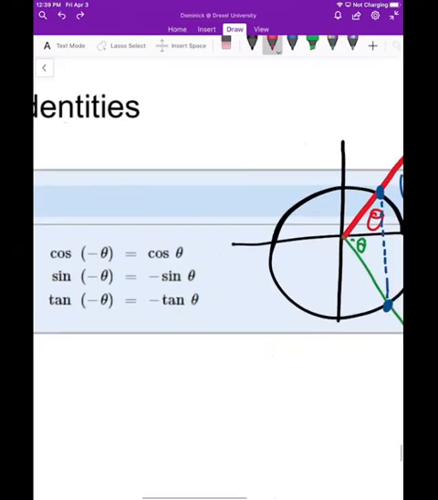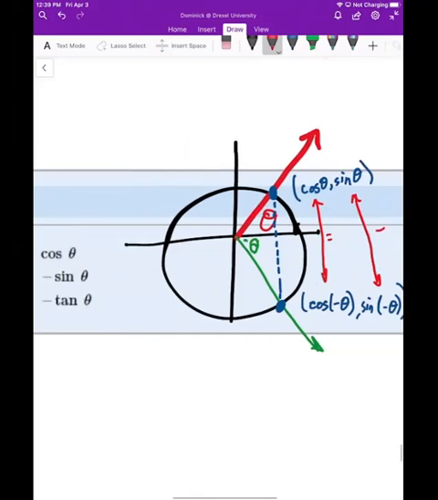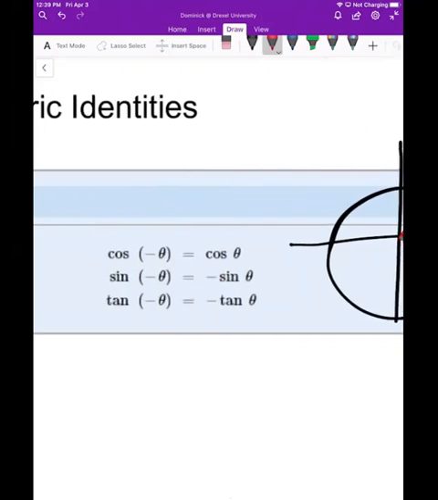Now, for the y value, what's happening is that you're reflecting it over the positive x-axis. So that's where you're getting the opposite happening, right? So you would need to take a negative there. So the sine of the negative angle, you'd see a negative out front.